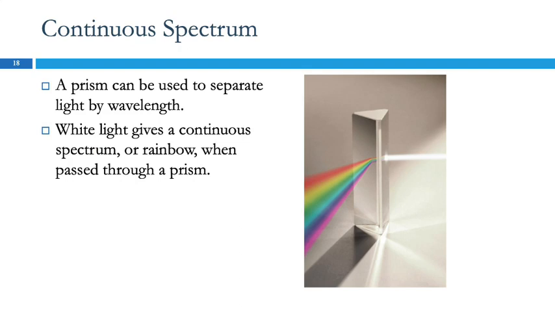Okay, so a continuous spectrum. Here we have some white light coming into this prism, and the prism separates the light into these different colors. That light doesn't look like it has different colors in it, does it? But this actually has all the colors. The prism can separate that into a spectrum. This is a continuous spectrum, meaning that all the colors are here. There's no gaps in this. So it gives us a rainbow.